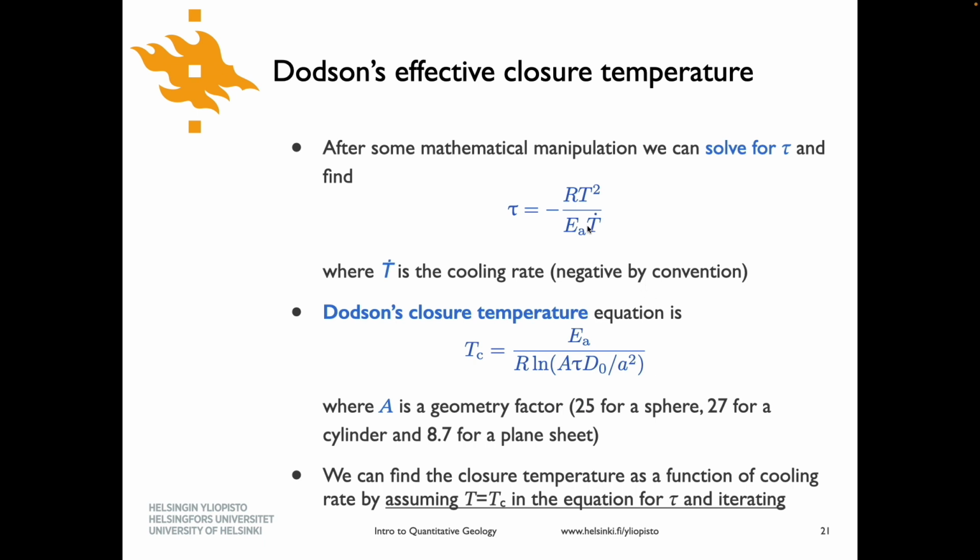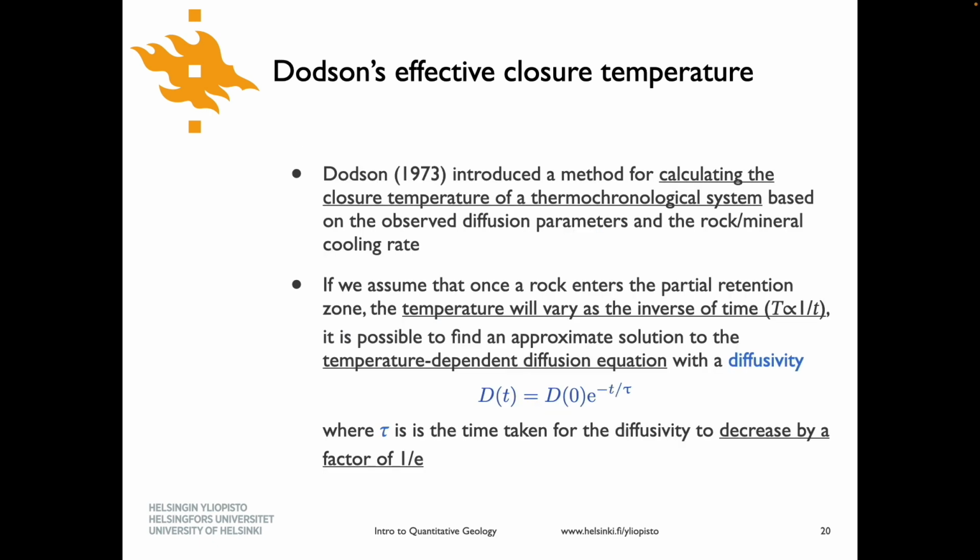There's some algebra in the paper. You can go and look at it if you really want to. But in essence, you come up with this term tau that relates to, this is the universal gas constant times temperature squared divided by the activation energy times the cooling rate. And this is negative by convention, so that was basically how we can get a value for this tau that's in the equation here.